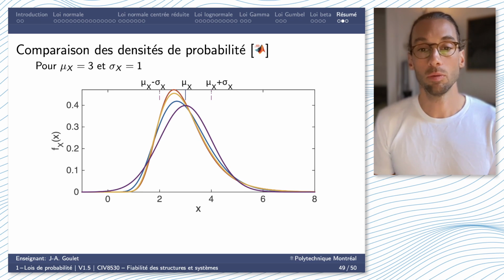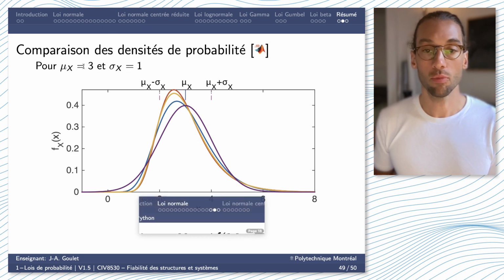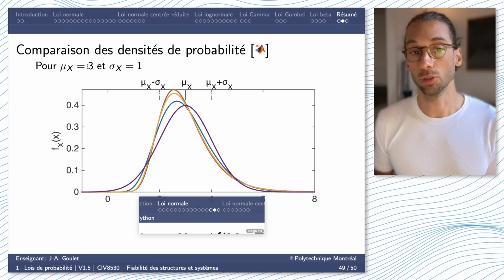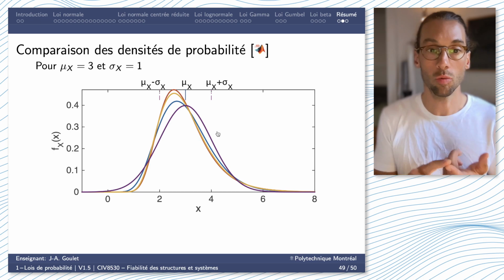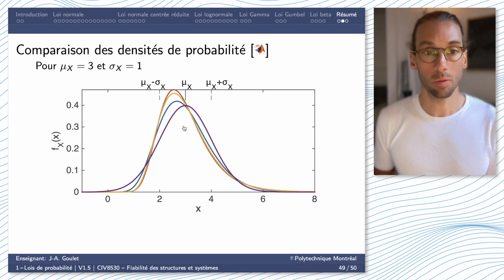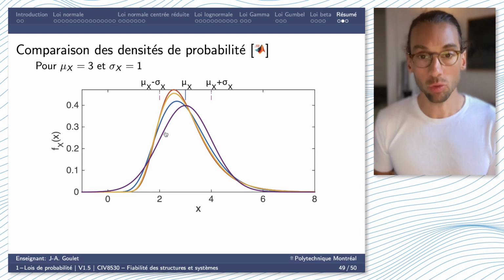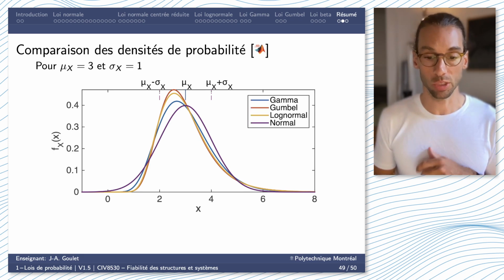Now the last thing we want to say before closing out this chapter: imagine that we want to plot, for the same parameters, mean equal to 3 and standard deviation equal to 1, the PDFs for the 4 distributions we saw: the normal, the log-normal, the gamma, and the Gumbel. If I ask you, can you tell me which one is which? We might say the only one that is symmetric is the Gaussian, so probably in purple we can say this is Gaussian. But what about the others? We cannot really say which one is which.